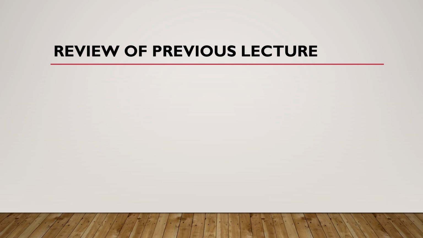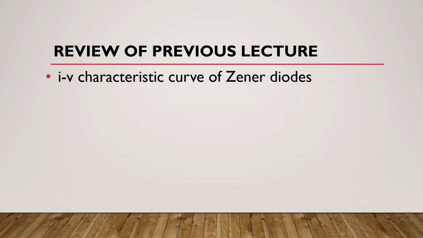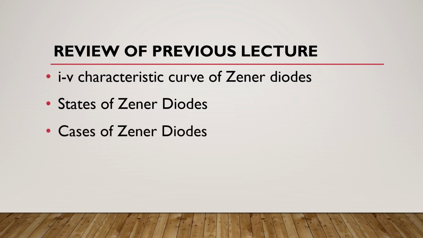First, we will have a quick review of our previous lecture. In your last lecture, you studied about the IV characteristic curve of Zener diodes. You understood states of Zener diodes, cases of Zener diodes, and also how you are going to determine the status of Zener diodes. It means you understood how you will find whether the Zener diode is in the breakdown region or not.